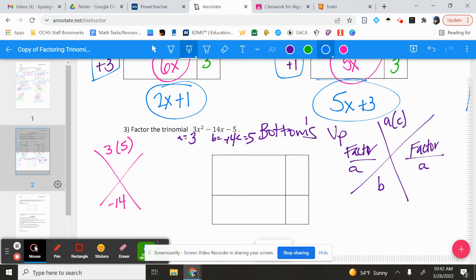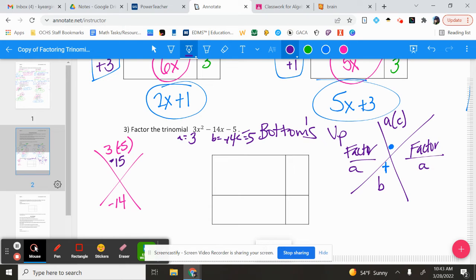This is a puzzle. I want to find two numbers that are going to multiply together. So these two factors need to multiply to give me A times C, and these same two factors need to add up to give me my B value. So as I'm plugging this in, 3 times 5 is 15. Excuse me, I'm sorry, negative 15, because this is a negative 5. Make sure I'm paying attention.